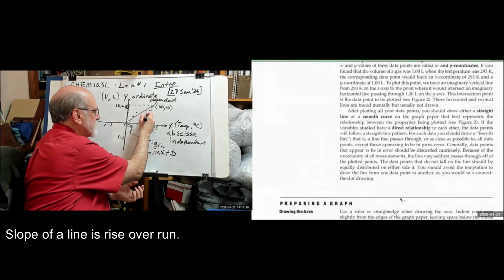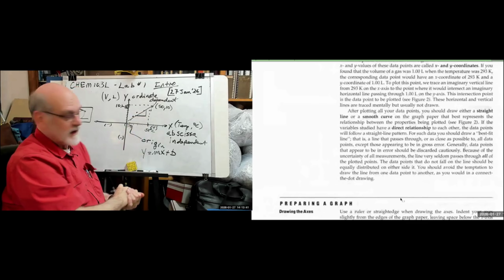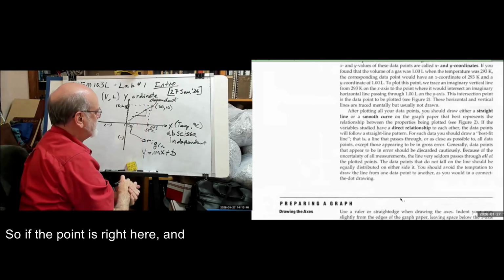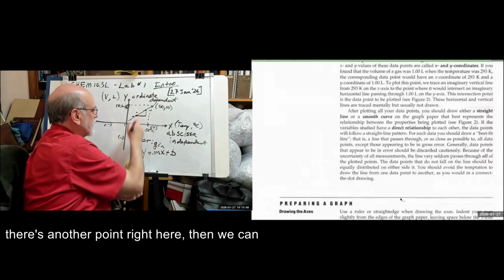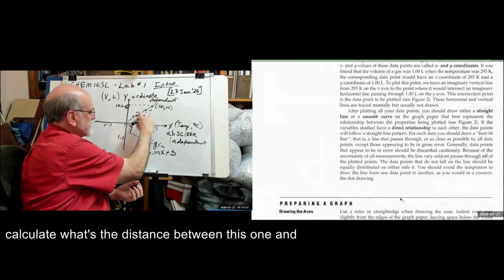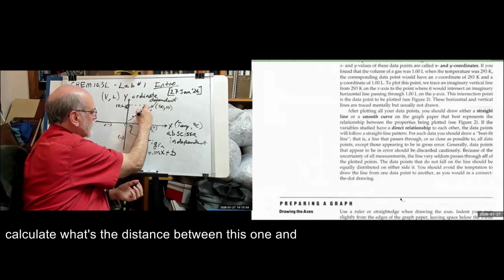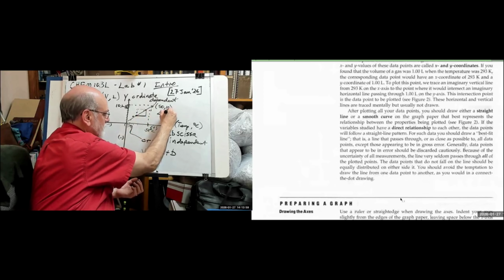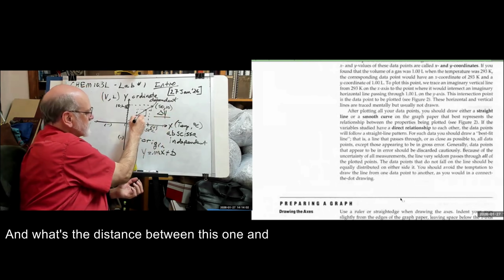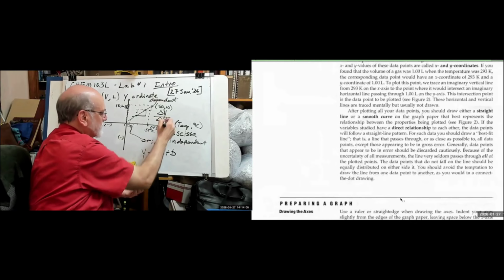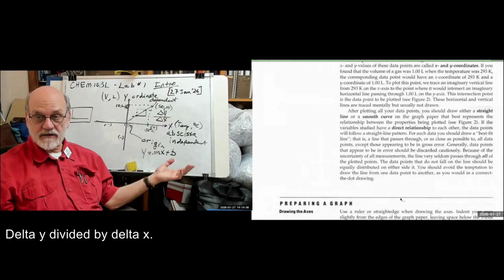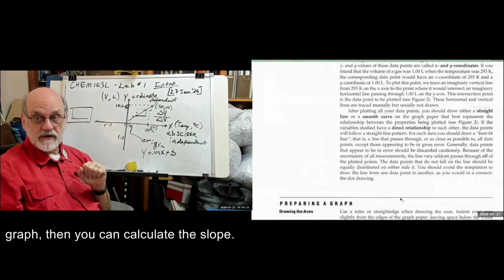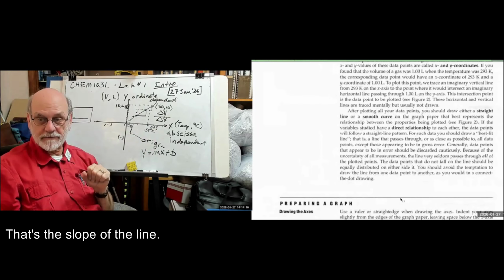Slope of a line is rise over run. So if the point is right here, and there's another point right here, then we can calculate what's the distance between this one and that one in the y-axis, and what's the distance between this one and this one in the x-axis, right? Delta y divided by delta x. And if you can see those on the graph, then you can calculate the slope. That's the slope of the line.